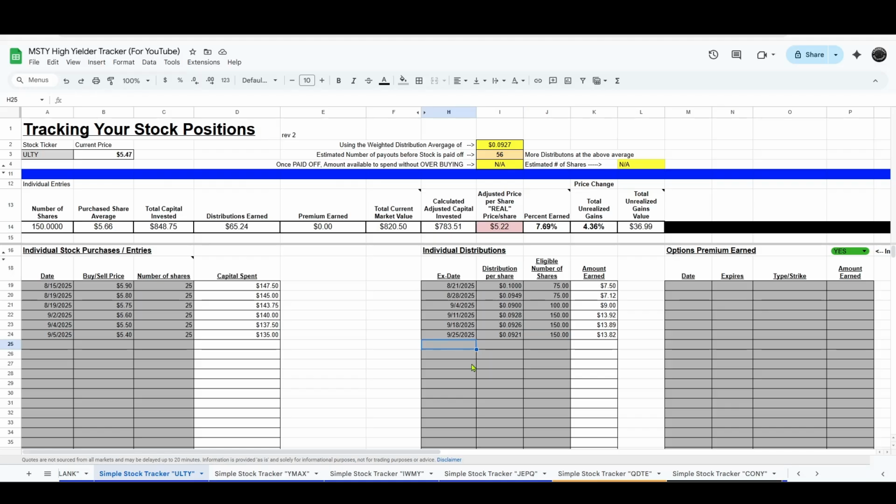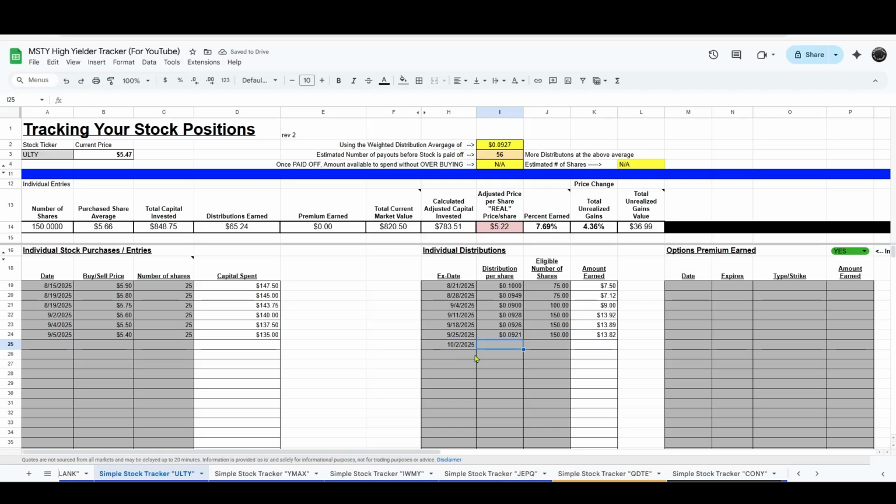And for this one here, I like to enter in the X date. And the reason being is just simply because in order for those shares to be eligible, you have to have purchased those shares before the X date. So that just helps whenever you're looking at your entries over here to know which one actually is eligible for that distribution. So it just makes your life a little bit easier by using the X date instead of the pay date for this field right here. So we know on ULTY, the X date for ULTY was 10/2.